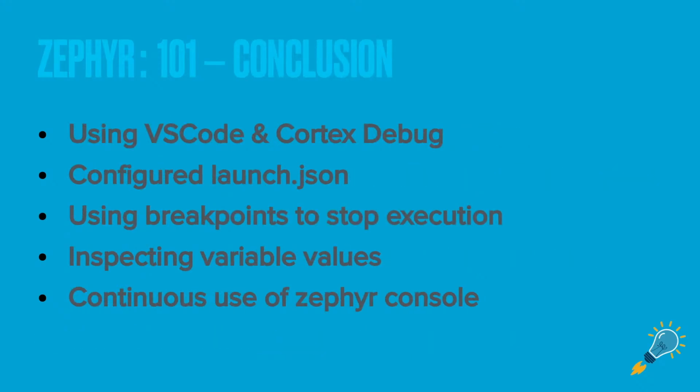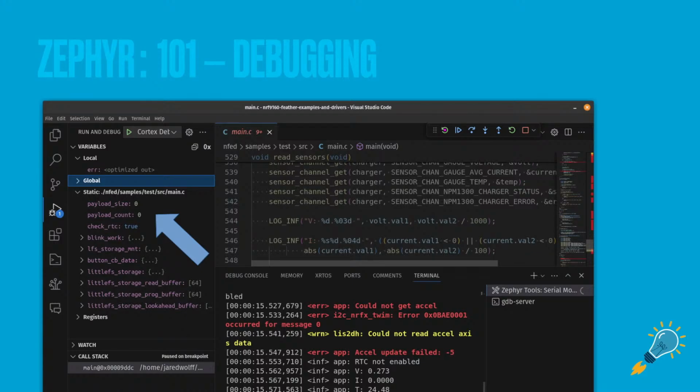So we went over using VSCode, installing the Cortex Debug extension. We configured the launch JSON in the .vscode folder. We are familiar with breakpoints to stop the execution, and inspecting variable values: variables, registers, and static, local, and global variables. And then, of course, you can use the console. If you go back here, you can see in the middle there, in the terminal, you can actually see the output of the rest of the code when it's executing.